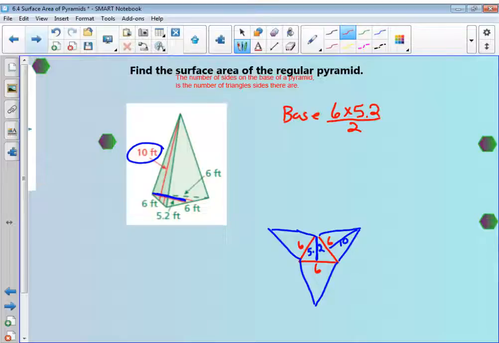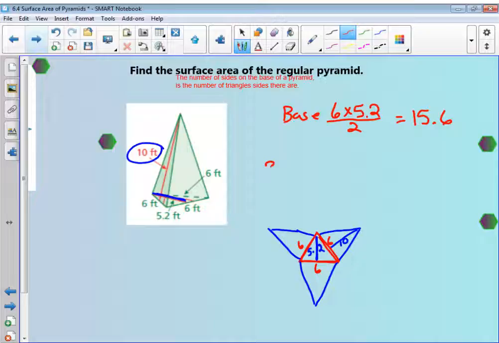Okay, you're not always going to divide the base by 2. Like in the last one, we had a square base. We don't divide by 2. But this is a triangle shape, so we have to remember we have to follow that formula. Okay, so 6 times 5.2, and then we're going to divide that by 2. Gives me 15.6. So my base equals 15.6.